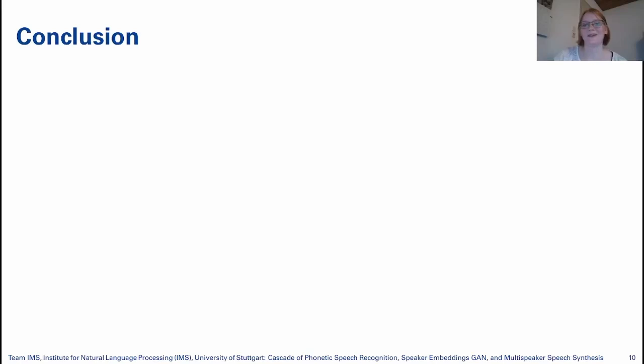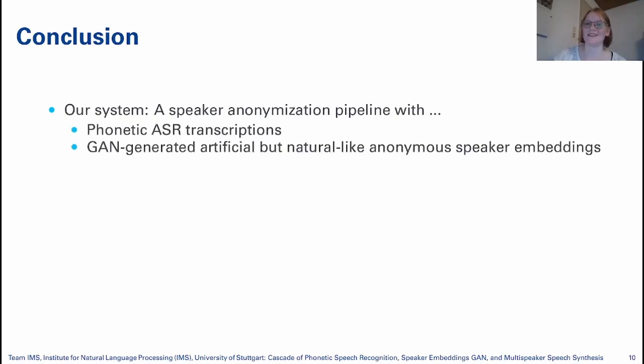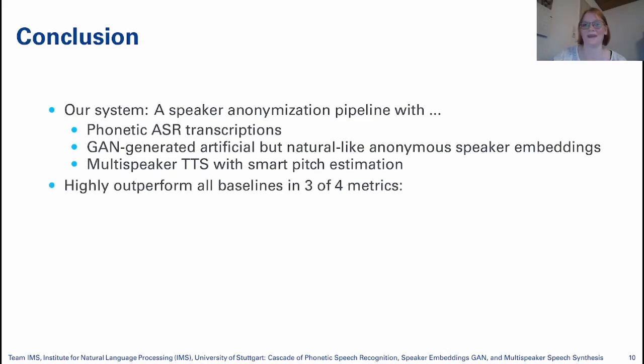Okay, let's conclude this presentation. So our system is a speaker anonymization pipeline with phonetic ASR transcriptions, GAN-generated artificial but still natural-like anonymous speaker embeddings, and a multi-speaker TTS that uses a smart pitch estimation instead of using the original pitch values. And we saw that we highly outperform all the baselines in 3 of 4 metrics.